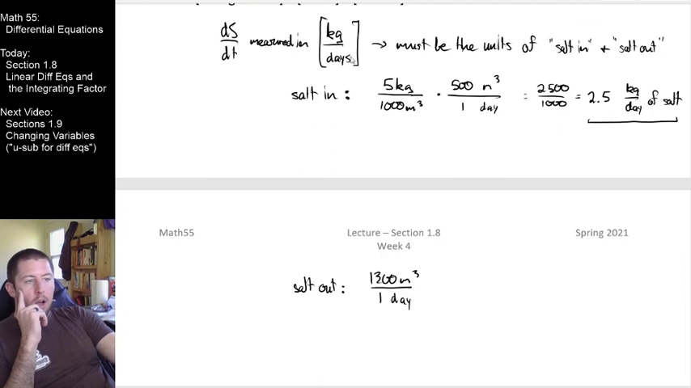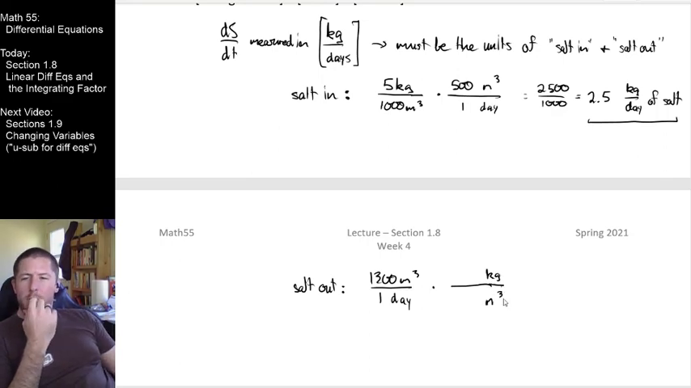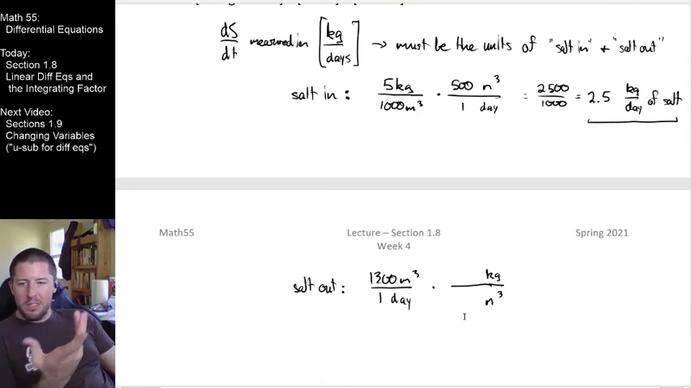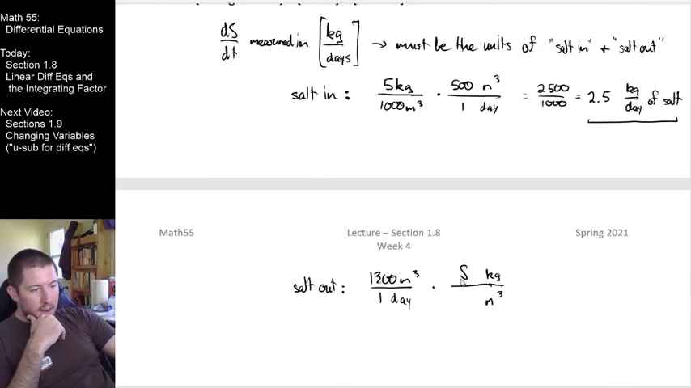But again, I want kilograms per day, right? So I've got days on bottom. That's fine. I want to leave that alone. I want to get rid of my meters cubed, and I want to introduce kilograms, right? So now the question is, what's our density of salt in the water right here? I need to know kilograms per meter cubed. Well, I know that there are a total of S kilograms of salt in the water total.